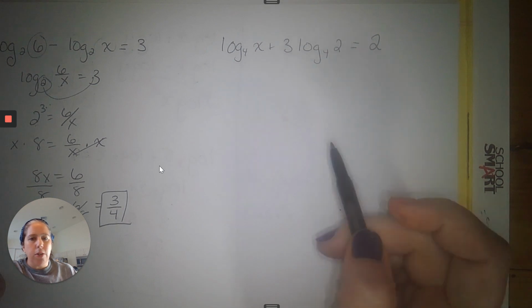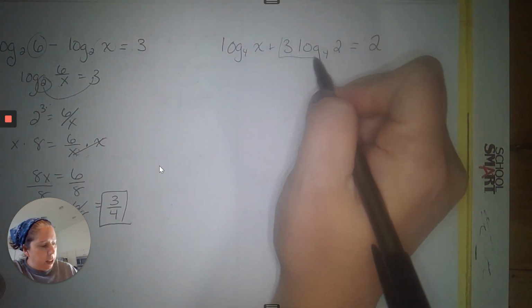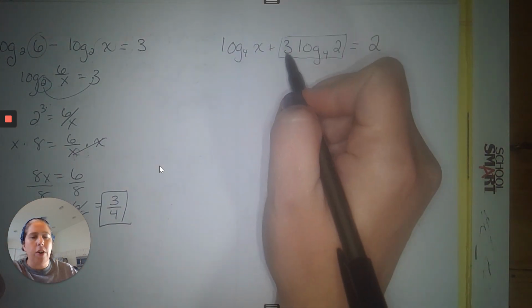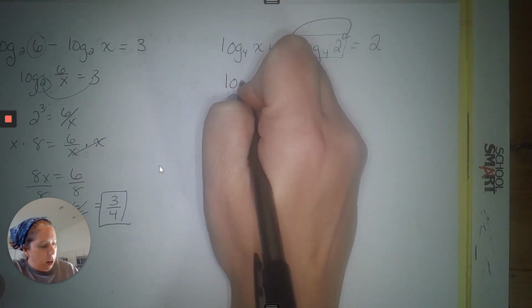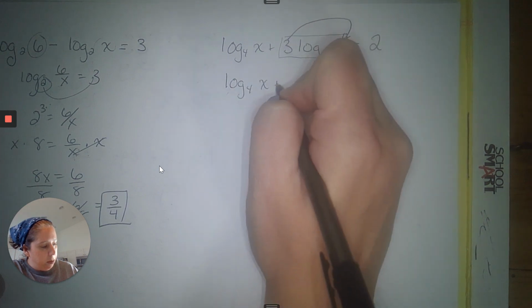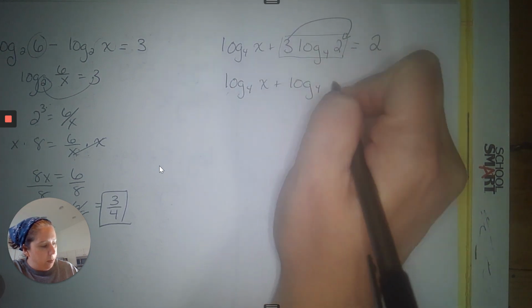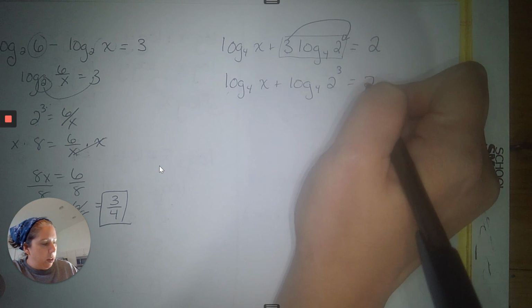Okay. So here, the first thing you got to do is deal with this, right? So we got to get rid of this front number. Remember, front numbers are going to go up to the exponent, right? So you got log base 4 of x plus log base 4 of 2 to the third equals 2.